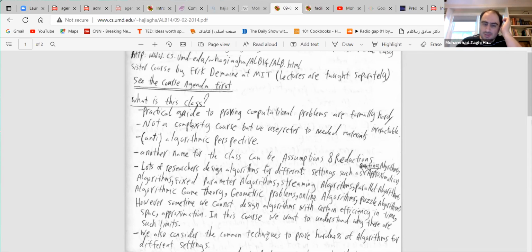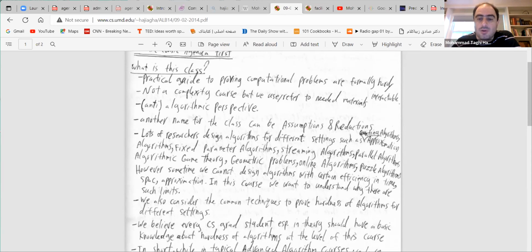So in this class and in the book, the idea was that the book came out of the several times that we taught it, and of course edited a lot to have the book. This is a practical guide to proving computational problems are formally hard or intractable, and it can be conditional. This is not a complexity course, but we need some materials. In some sense, it is an anti-algorithmic perspective, but it is an algorithmic perspective.